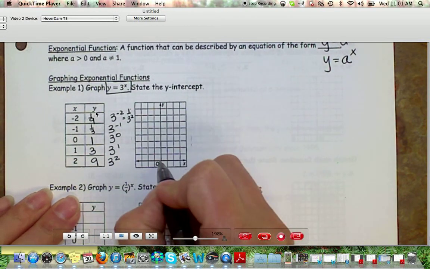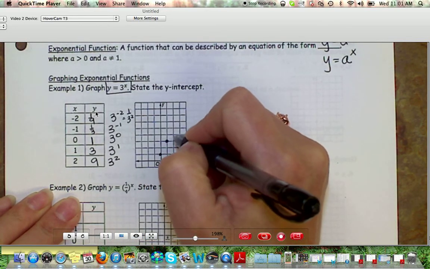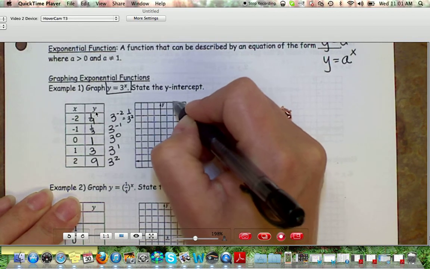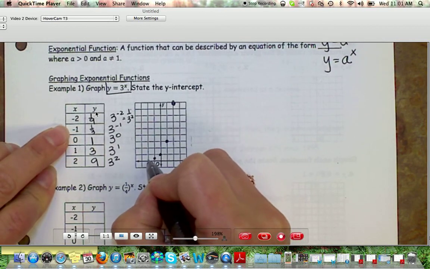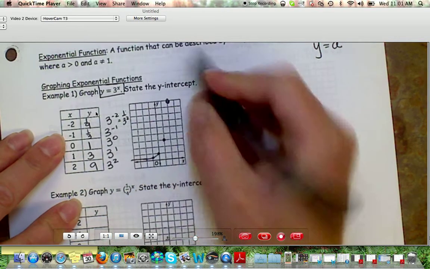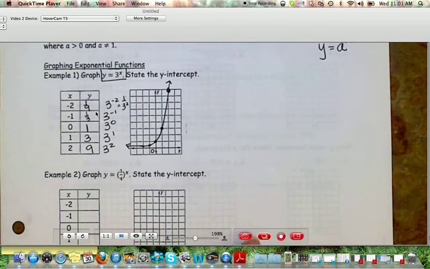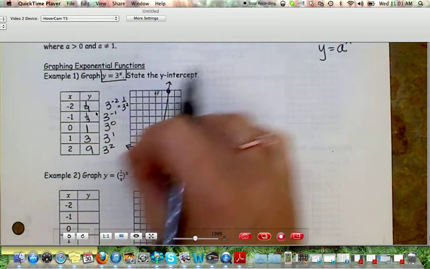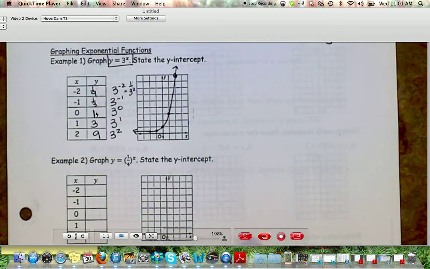I'm going to start with 0, 1, 1, 3, and 2, 9. These other guys, negative 1, 1/3, you just kind of eyeball where it is, and negative 2, 1/9 is going to be right there. So this is what it would look like. Kind of looks like the incline of a roller coaster. We're going up. Okay, so there's your exponential function.